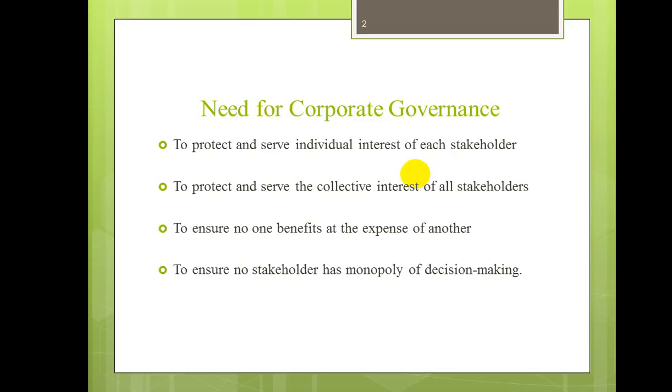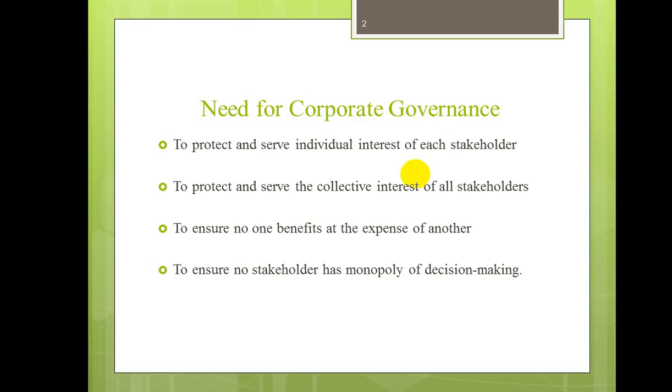Now the first one: protect and serve the individual interest of each stakeholder. Here we have said that corporate governance's duty is to protect individual interest. We have a lot of stakeholders like the owner, lender, employees, and business associates in society. So corporate governance has the duty, the responsibility, and is accountable to protect the interest of all individuals.